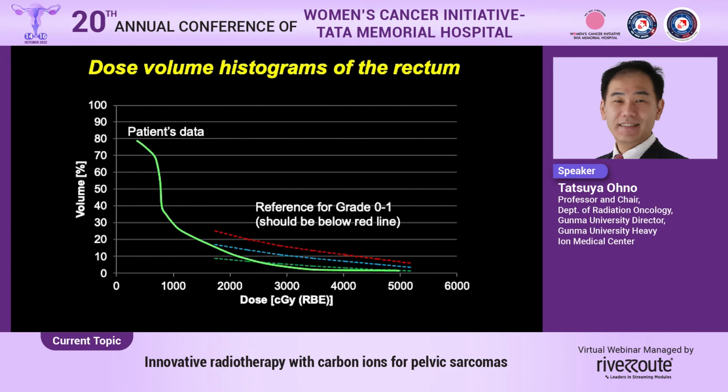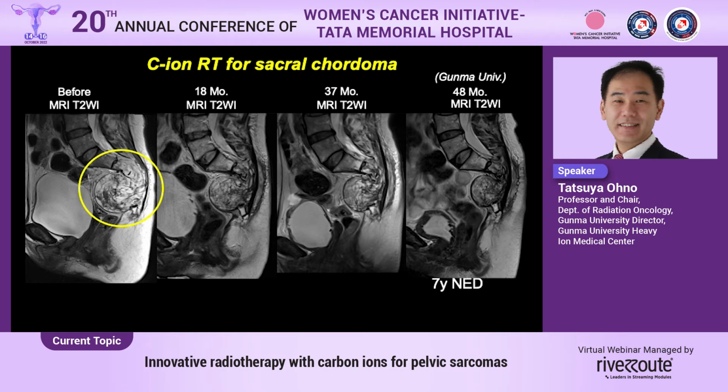Similarly, we have developed a reference of rectal DVH curves. For the rectum, dose and volume curves should be below the red line to avoid grade 2 or worse late complications such as bleeding, ulcerations, and perforations. This is a case with sacral chordoma, which is a rare and X-ray resistant tumor. Tumor response is usually slow.